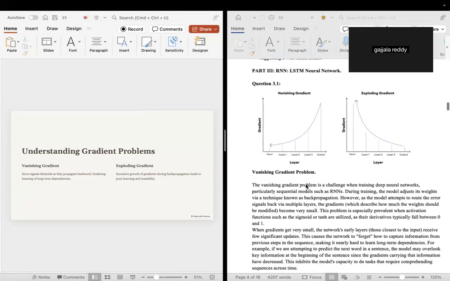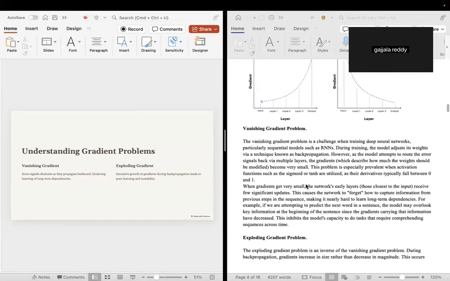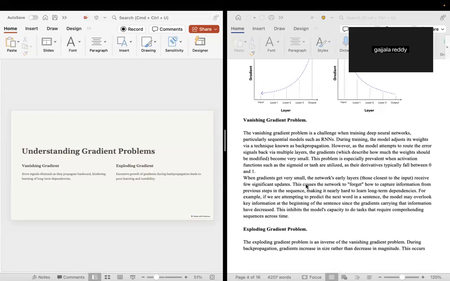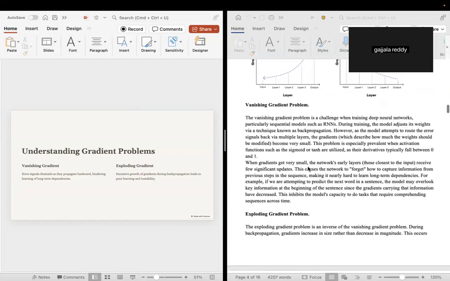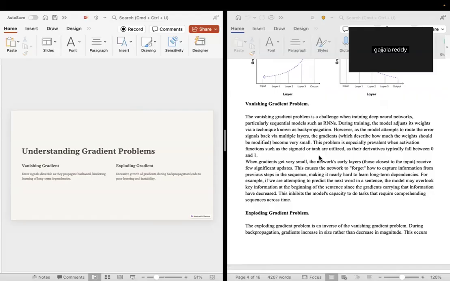Of these two gradient problems, the vanishing gradient problem is a challenge when training deep neural networks, particularly sequential models such as RNNs. During training, the model adjusts its weights via a technique known as backpropagation. However, the model attempts to route error signals back via multiple layers. The gradients, which describe how much the weights should be modified, become very small. This problem is especially prevalent when activation functions such as sigmoid or tanh are utilized.